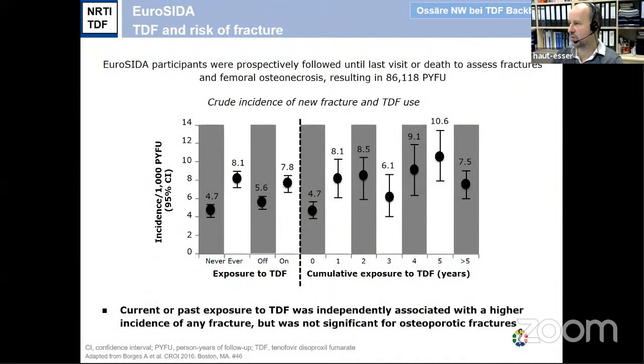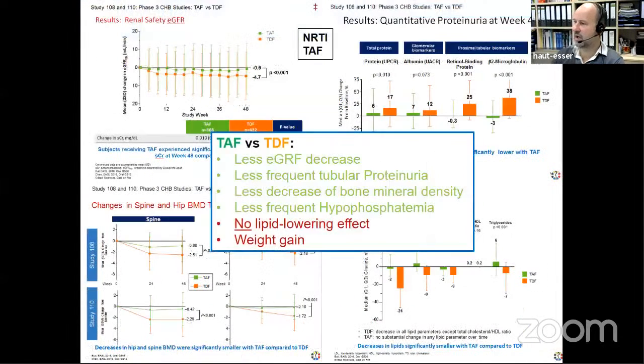The next problem is the risk of fracture, but he is a man, and in women after the climacterium there is a high risk for osteoporosis. I'm not sure if this is the same problem in men, because the man is around 50 years old, but there is a higher risk for TDF. And TDF has a lipid lowering effect we don't see in TAF.